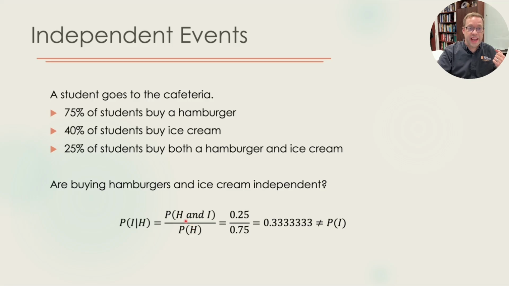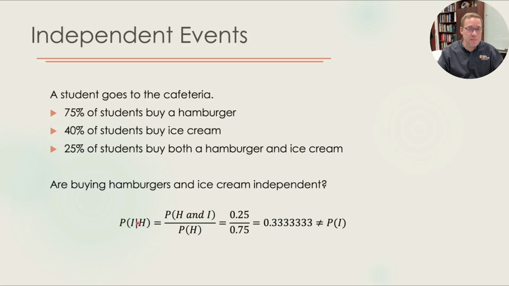Well, the probability of buying a hamburger and ice cream, that's given here. That's 25%. The probability of buying a hamburger is 75%. That comes out to 33.3%. Is that the same as the probability of just buying ice cream? It is not, because 40% of students buy ice cream. 33.3% of students who got a hamburger also got ice cream. Okay, so those two are different. Therefore, buying ice cream is dependent on buying a hamburger.